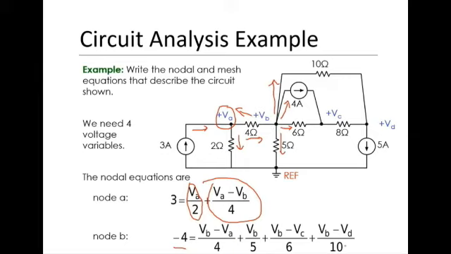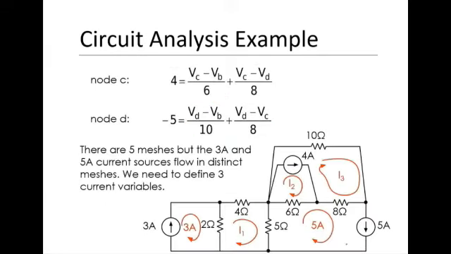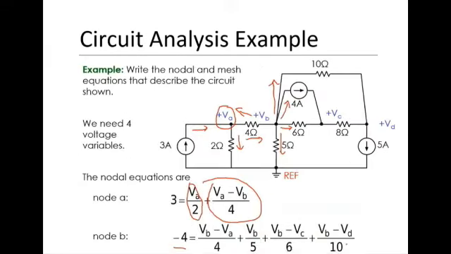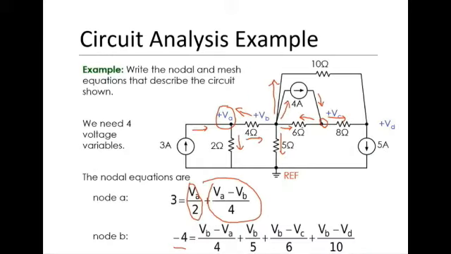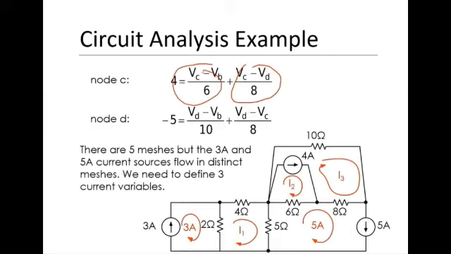For node C, we look at node C right here. It has 3 components connected to it. So that's here, the current going in, and assume that the currents in the resistors are going out. Therefore, you have 4 is equal to VC minus VD over 8. This is here. And VC minus VB over 6. This is here.